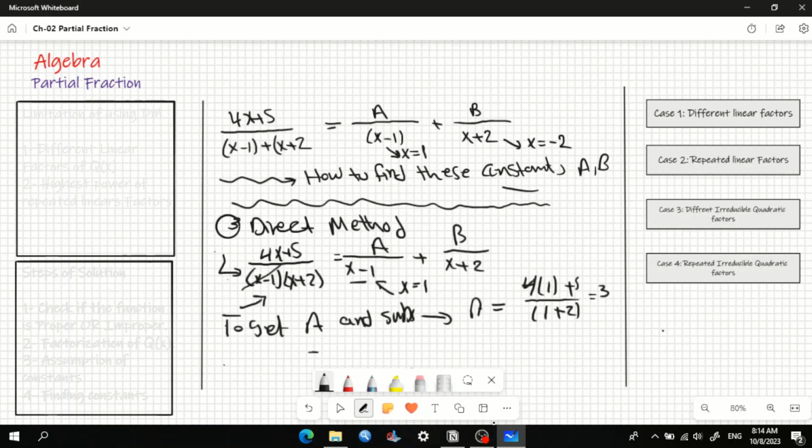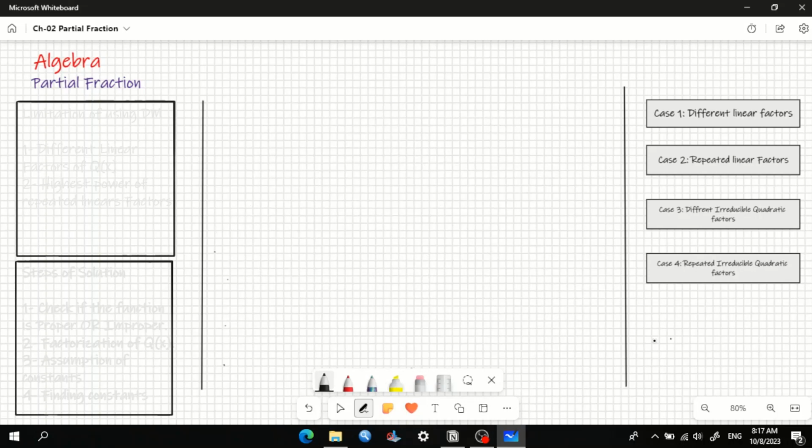And the same for b, we will hide this factor in the denominator and substitute by the zero of this factor, x equal to negative 2. So b will be equal to 4 times negative 2 plus 5 by negative 1, so b here will be equal to 1, to obtain the constants in the partial fraction.